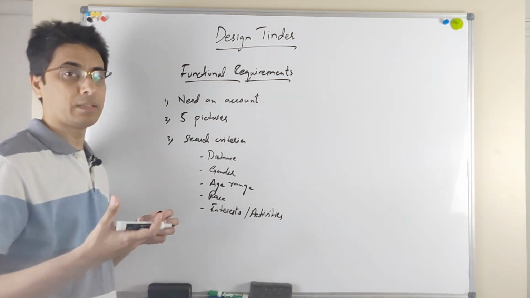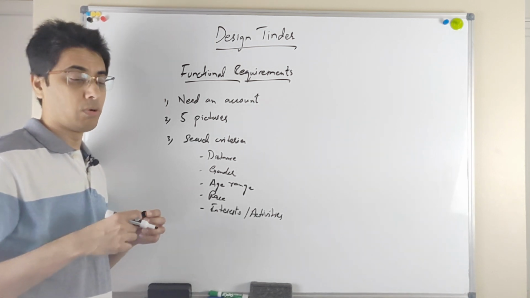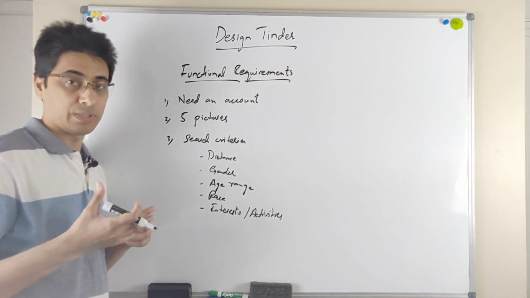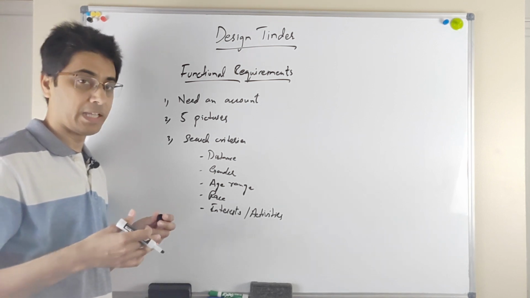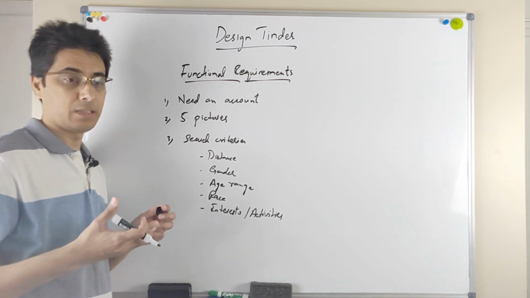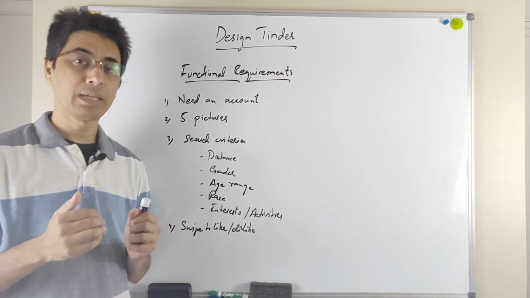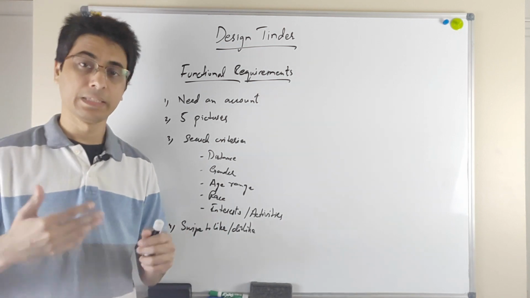For example, the user can specify that he likes to watch movies, so he prefers other people who also like watching movies. Or the user can specify that he likes to do cycling and he would prefer other people who like to cycle. Or the user can also specify he likes pets and he also prefers someone who likes pets, etc. The fourth requirement is the user can swipe either right or left to like or dislike other profiles.